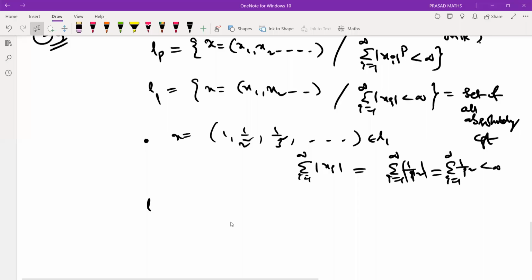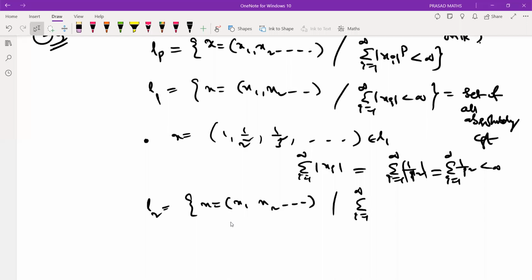Similarly, you can extend this idea to p equals 2: the set of all square summable sequences. So can you give an element? Yes, I can give an element. I can take 1 by n. See, in this case, suppose I take x equals 1, 1 by 2, 1 by 3 and so on. Is it an element of L1?